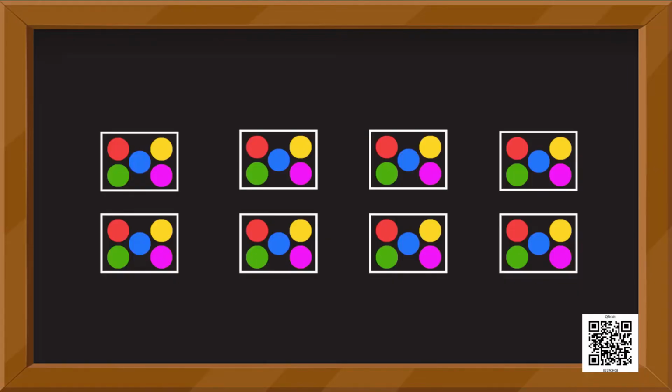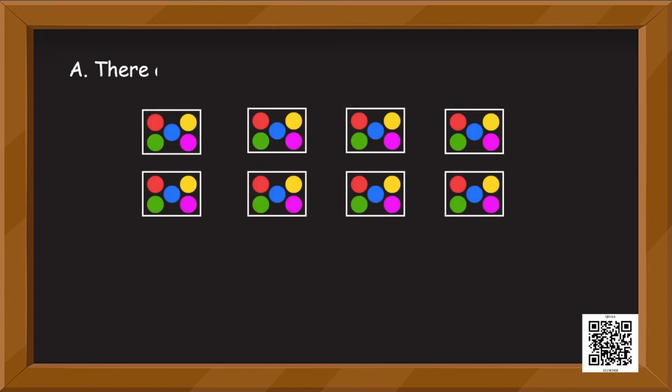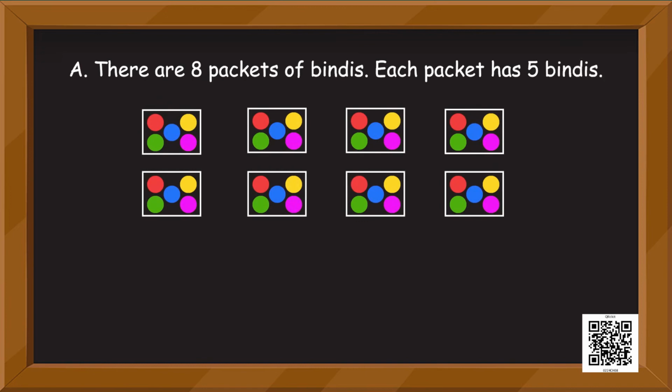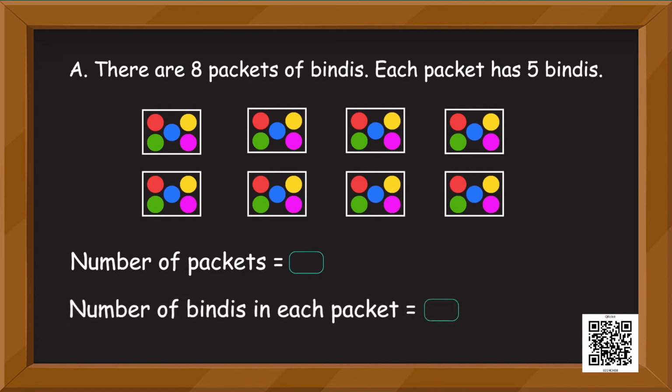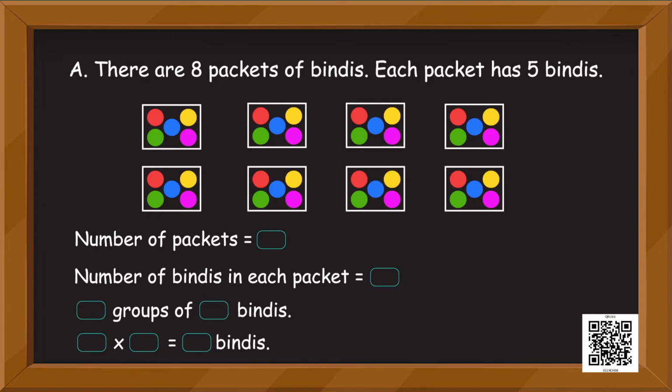Now, on your screens, can you see some bindis? Just like the one that I have put on my forehead. So there are 8 packets of bindis and each packet has 5 bindis. Number of packets is equal to what? Can you count? Very good. Number of bindis in each packet is equal to what? You can count in just one packet because the number is same in all the packets and you will have your answer. Good. Now fill in the blanks to tell me the total number of bindis. Excellent. Shall we move on?